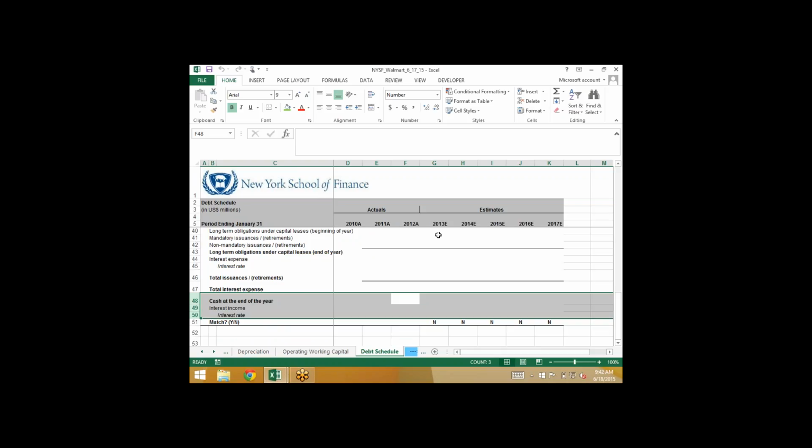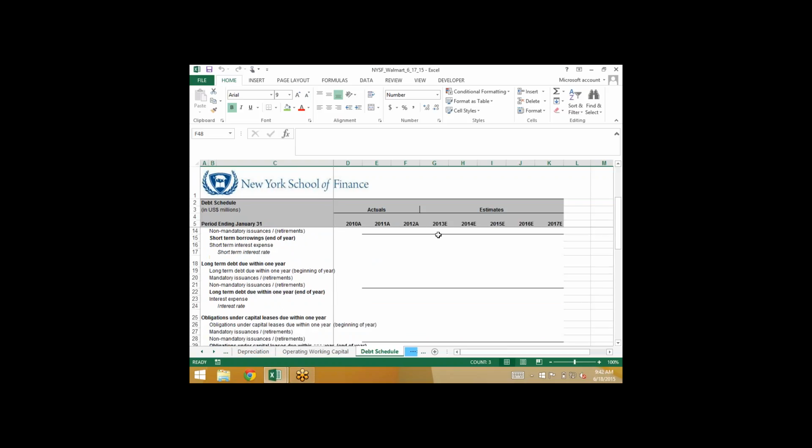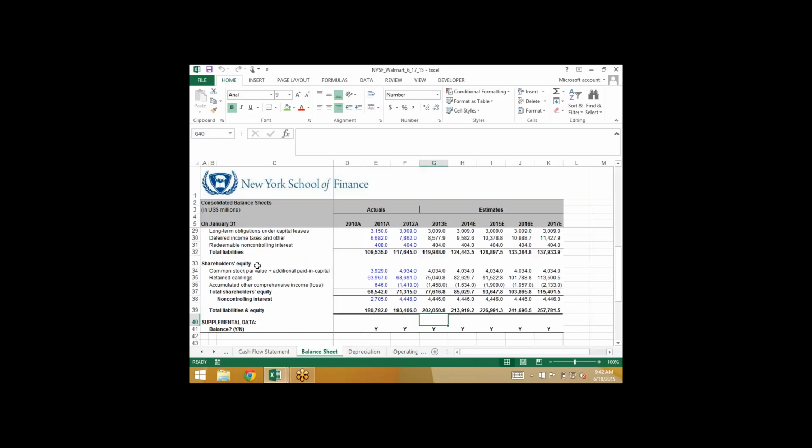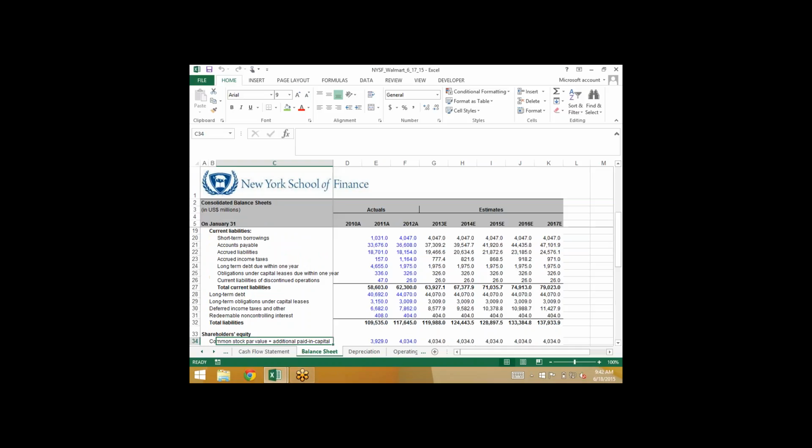So the first thing you want to do is just make sure you have enough of these debt sections that match the types of debts that the balance sheet has outstanding. So if you go to the balance sheet, we have short-term debt, long-term debt due within a year, capital leases due within a year, long-term debt, and long-term capital leases. We have 5 pieces of debt.